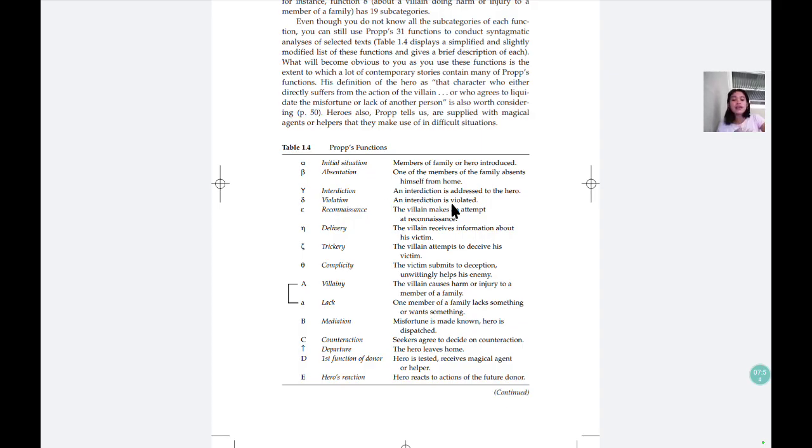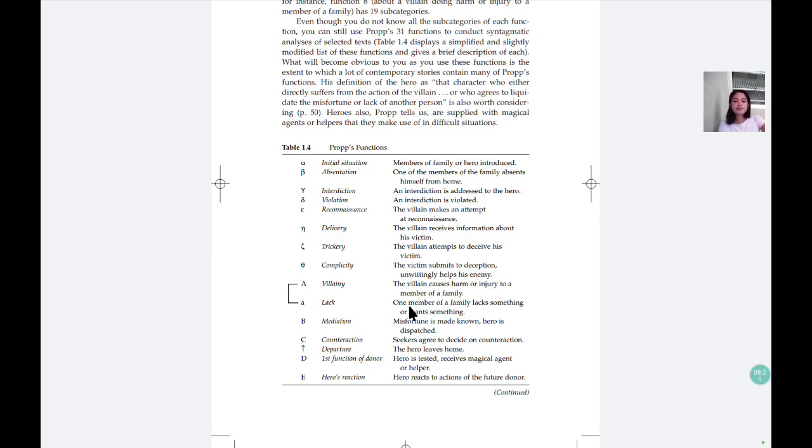The next one is reconnaissance. The villain makes an attempt at reconnaissance. The next is delivery. The villain receives information about his victim. Next is trickery. The villain attempts to deceive his victim. Complicity. The victim submits to deception and unwittingly helps his enemy. Then villainy. The villain causes harm and injury to a member of the family.